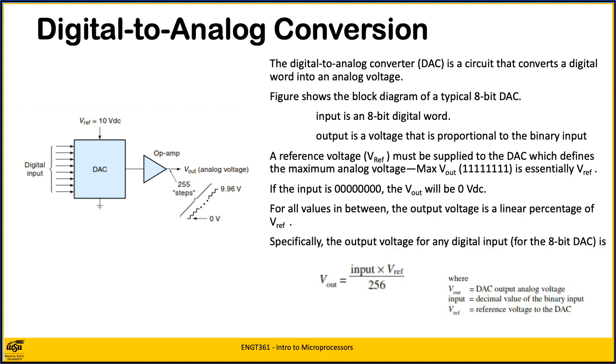Specifically, the output voltage for any digital input for the 8-bit DAC is as shown. Vout equals input times Vref divided by 256, where Vout is the DAC output analog voltage, the input is the decimal value of the binary input, and Vref is the reference voltage to the DAC.